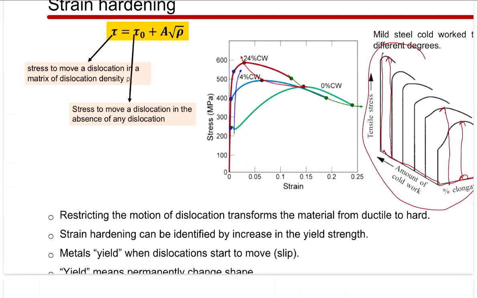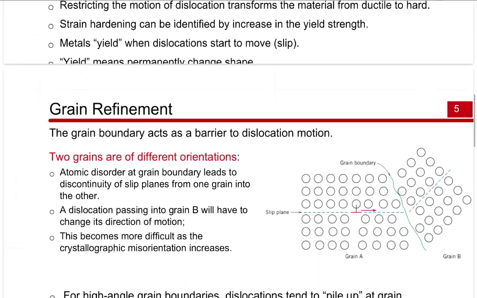So this is the formula. Tau is the stress to move a dislocation in a matrix of dislocation density rho. Tau 0 is the stress to move a dislocation in the absence of any other dislocations. So you can say this shear stress is directly proportional to the square root of dislocation density.